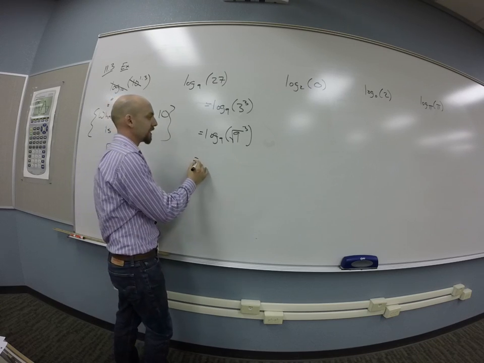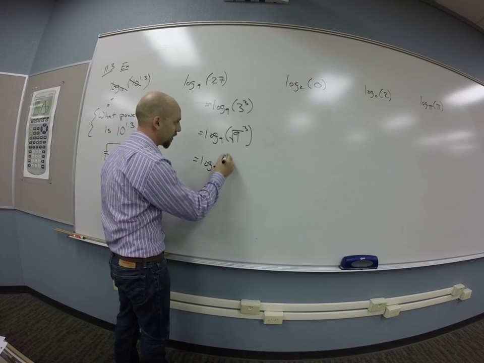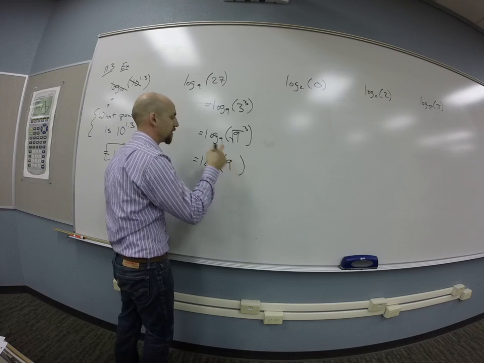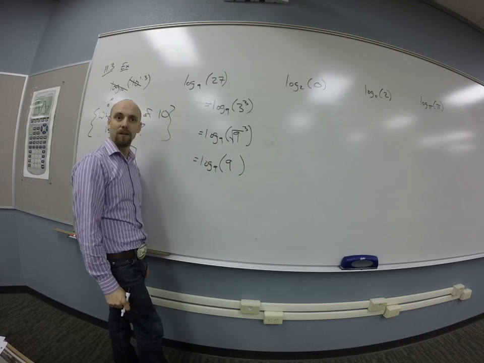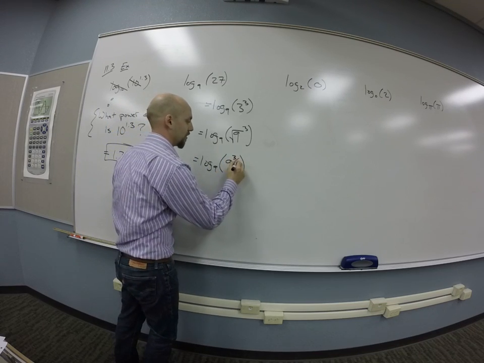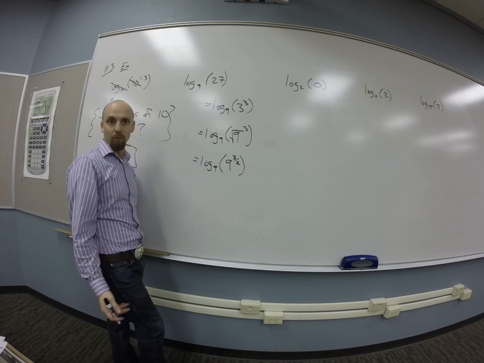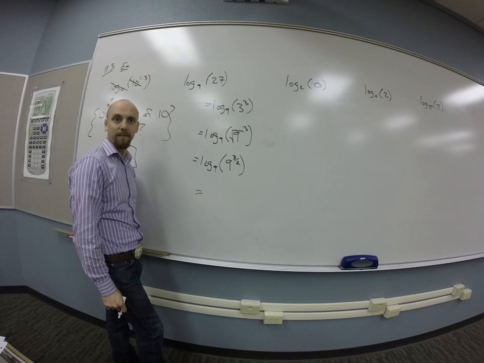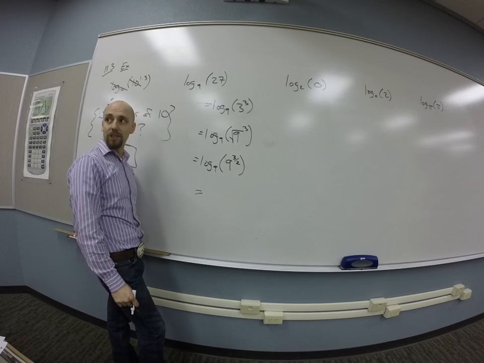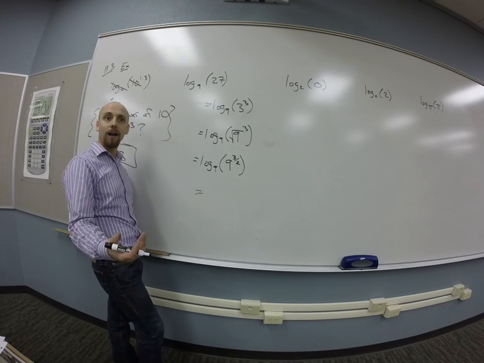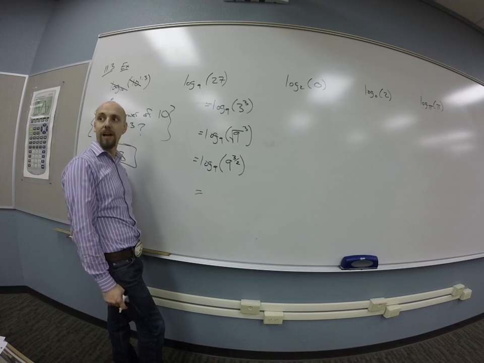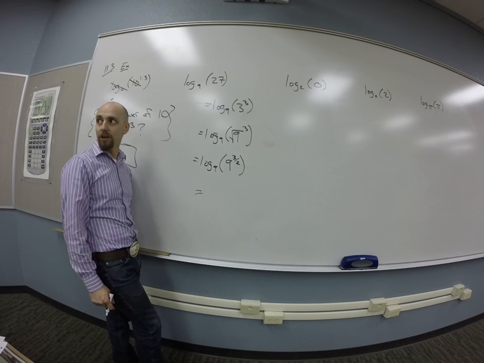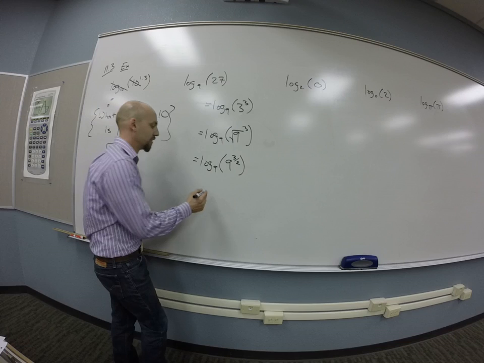Then I could say, okay, this is log base 9 of 9 to the what power? 3 over 2. Or 1.5, yeah. So now this is asking, what power of 9 is 9 to the 3 halves? The answer is 3 over 2.